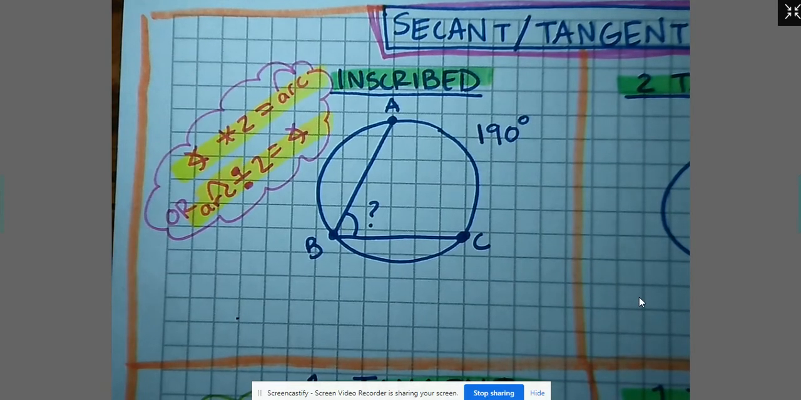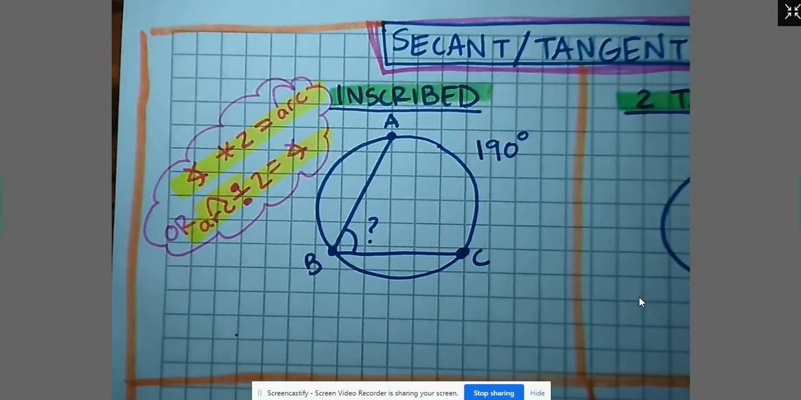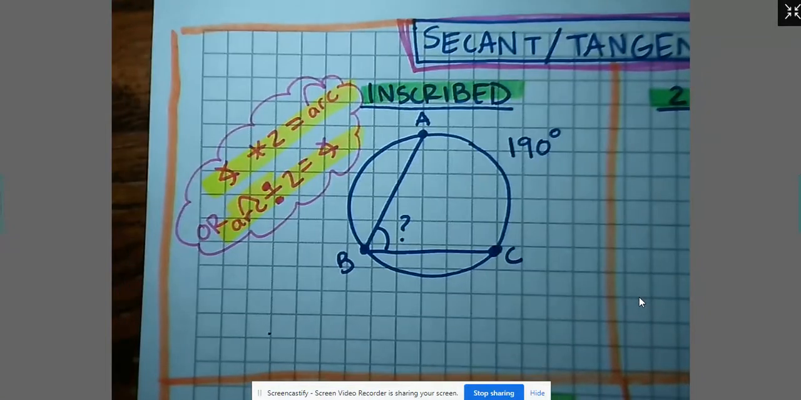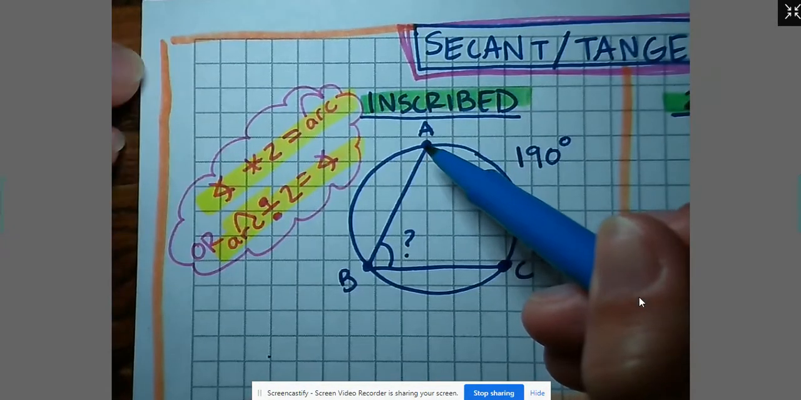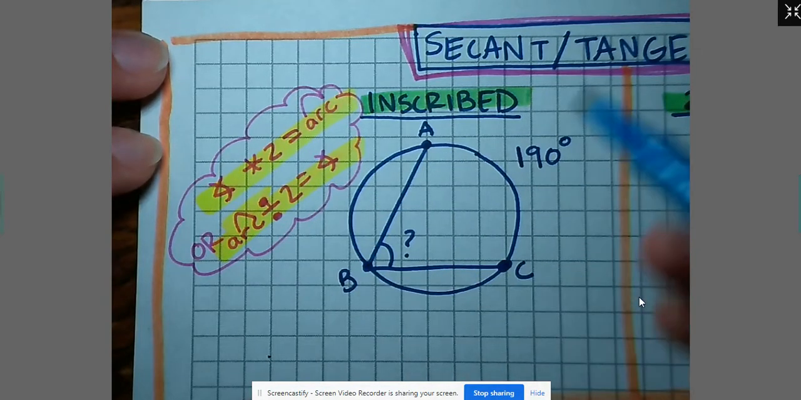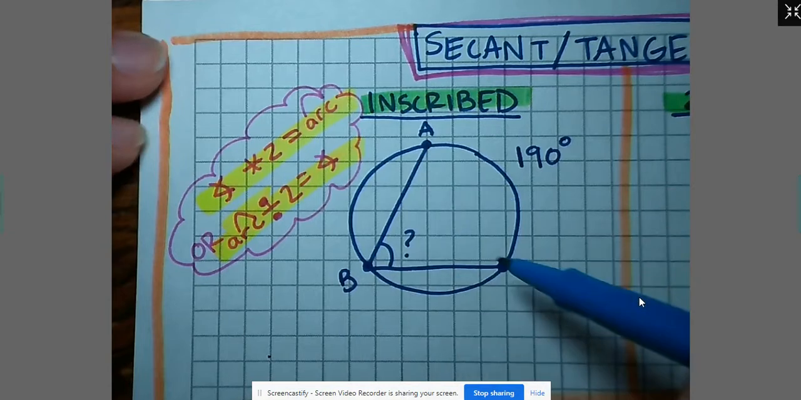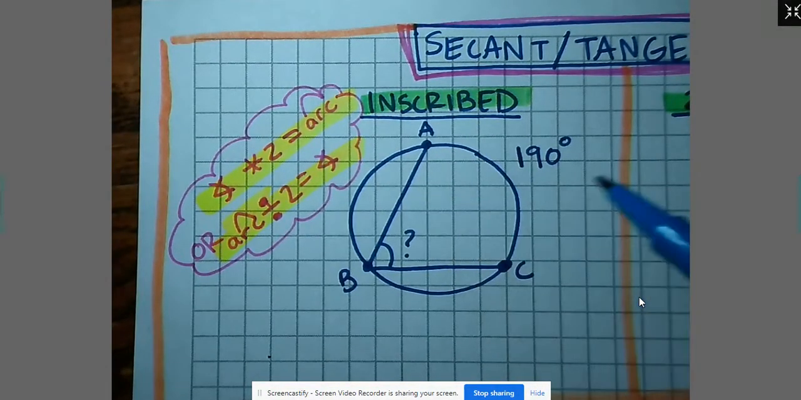All right, what we're going to be doing today is secant and tangent angles in a circle. So the first thing that we're going to look at is just an inscribed angle and kind of review what we learned about that. So again, an inscribed angle is going to hit the outside of your circle 3 times. So 1, 2, 3. And the relationship between an inscribed angle and the arc that it opens up to is that it is half of the arc.